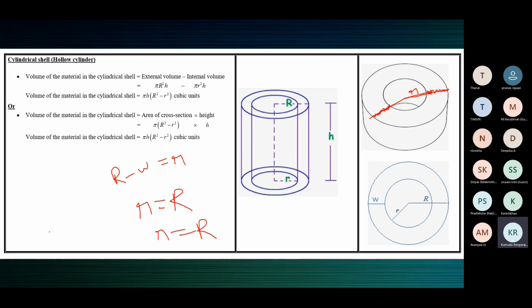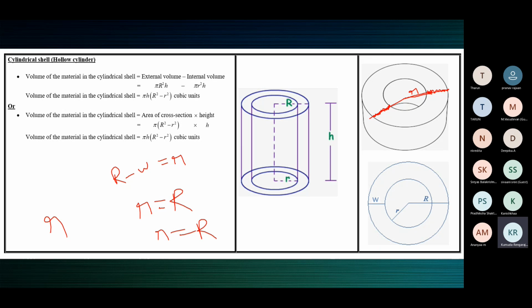So we'll have only one R in the formula when the wall of the cylinder is very thin. We'll have two R's in the formula when the wall of the cylinder is thick, because there is an inner radius and an outer radius. If there's only one radius, that is when the wall is thin.